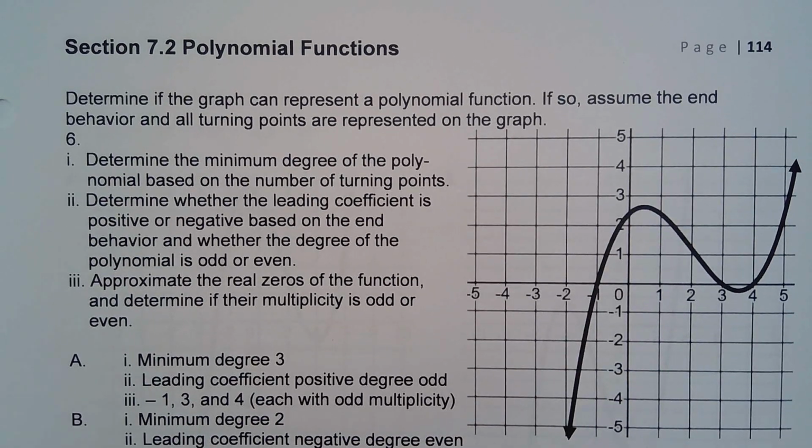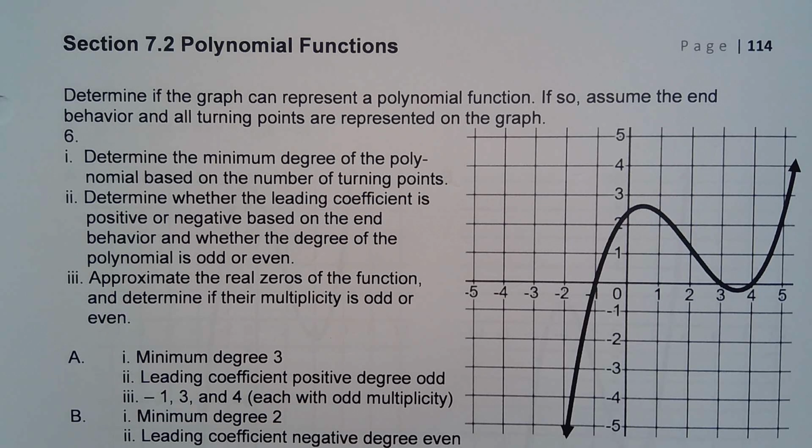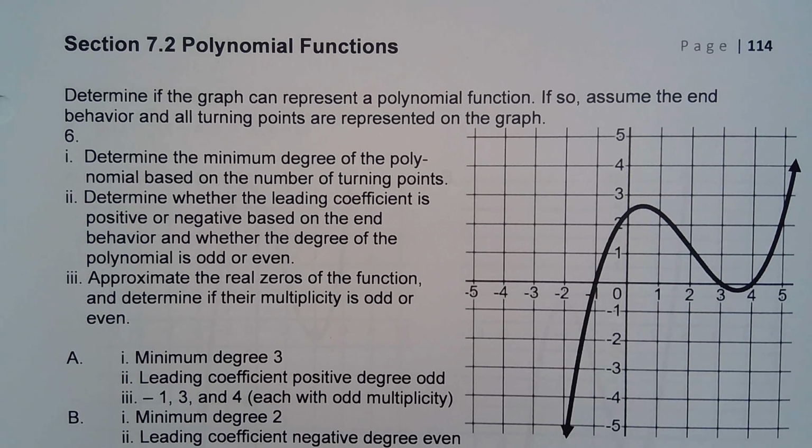All right, so let's look at number 6. Determine if the graph can represent a polynomial function. If so, assume the end behavior and all the term pairs are present on the graph. So we want to determine the minimum degree of the polynomial based on the number of turning points. Determine whether the leading term is positive or negative based on the end behavior and whether the degree of the polynomial is even or odd. And then approximate the zeros of the function. Determine if their multiplicity is odd or even. Ooh, that is a mouthful.